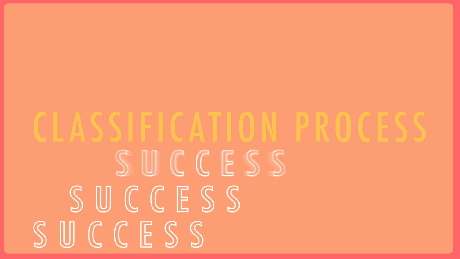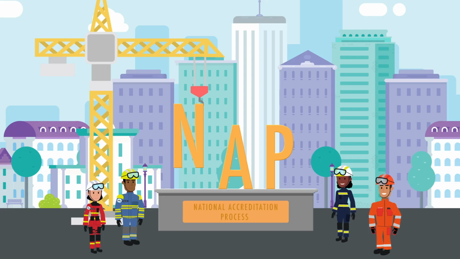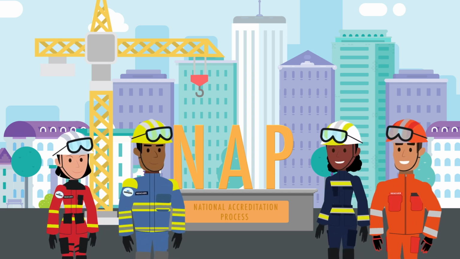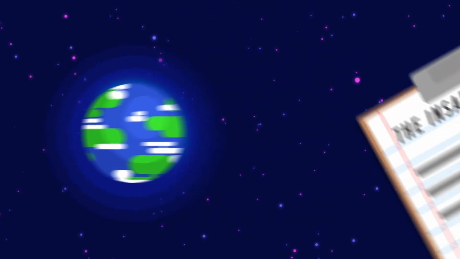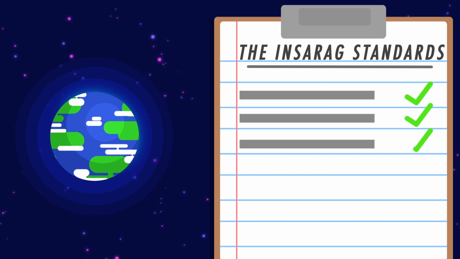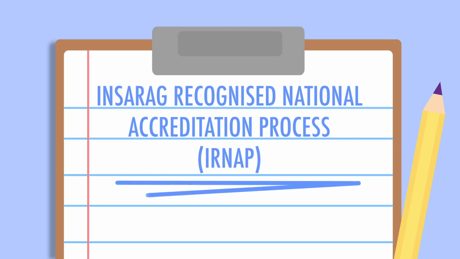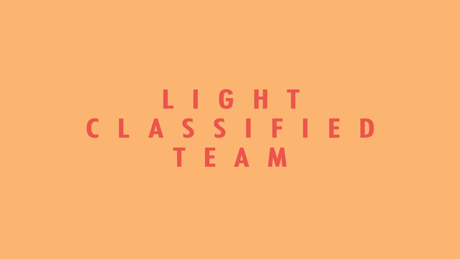Building on the success of the classification process, the NEP was introduced to provide a common framework with INSARAG advisory on the development and recognition of USAR teams at the national level. This development is a vital component in a country's USAR capacity building as it provides countries with a standardized platform to manage the standards of local USAR teams through nationally recognized standards. At the global level, any NEP that has been recognized to meet the INSARAG standards will be referred to as an IRNAP. The penultimate update would be the official introduction of the Light Classified Team.